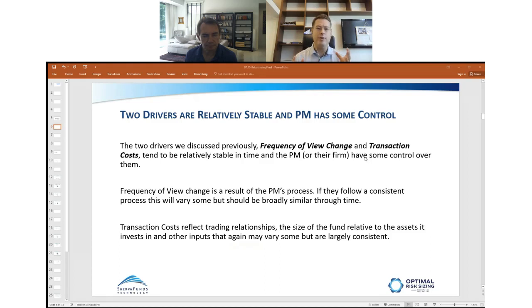The first two drivers are relatively stable, and as a PM or as a firm, you have some control over them. The first one is frequency of change, and the second one we talked about last time is transaction costs. A PM could ramp frequency of change up or down, but generally speaking, this is a function of the opportunity set and a function of your process, your unique MO as a PM.